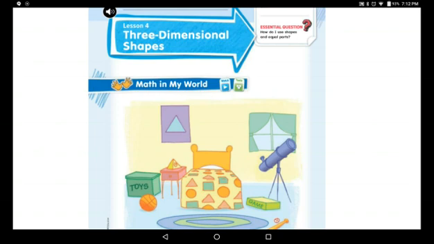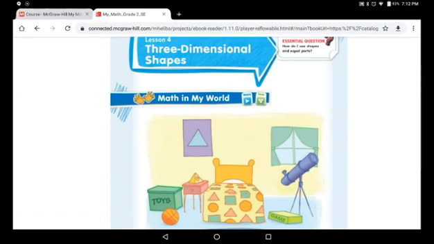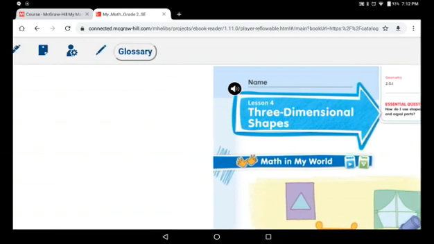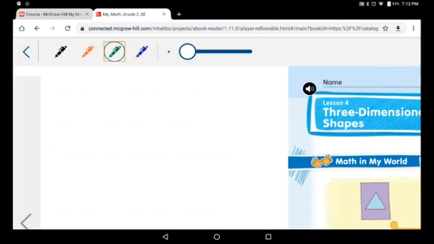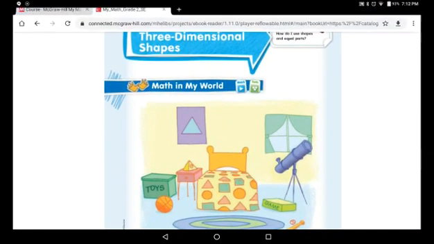Last week, we learned two-dimensional shapes. Do you remember? The two-dimensional shapes had length and width. That's why we said it's just a two-dimensional shape. While our lesson today is about three-dimensional shapes. Why did we say it's three-dimensional?